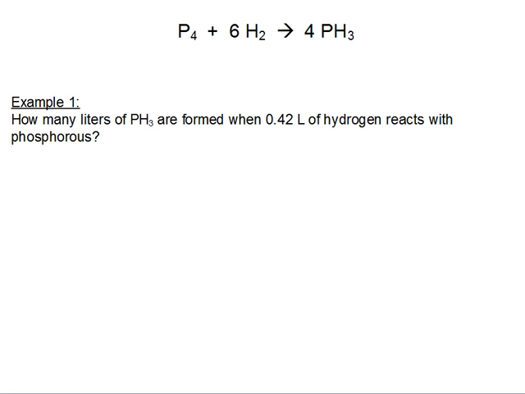All right, so example number 1. This is the formation of phosphine gas from phosphorus and hydrogen gas.